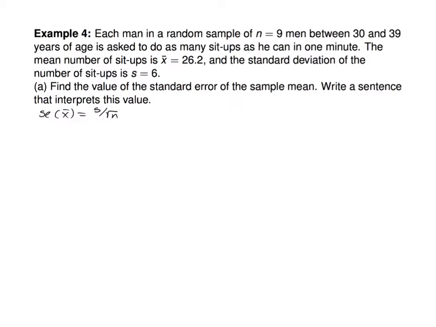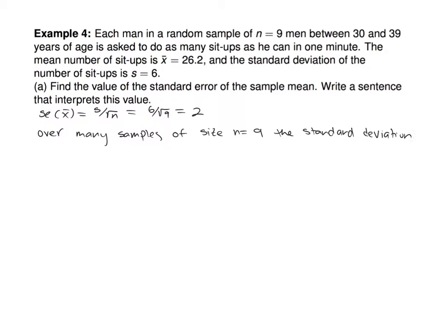It's 6 divided by the square root of 9, which is equal to 2. Okay. So over many samples of size n equal to 9, the standard deviation of the mean of these samples is about 2.